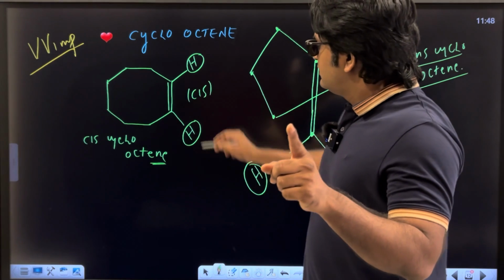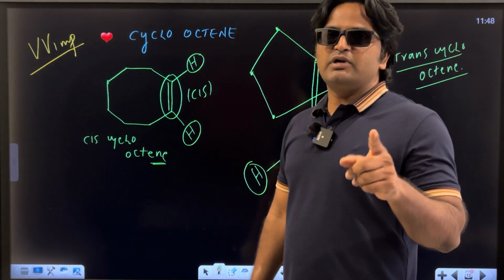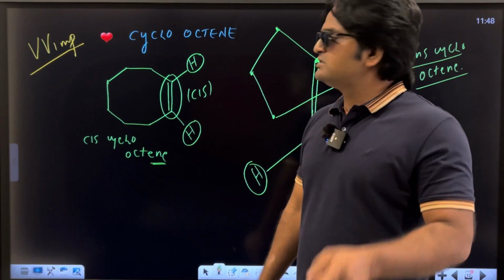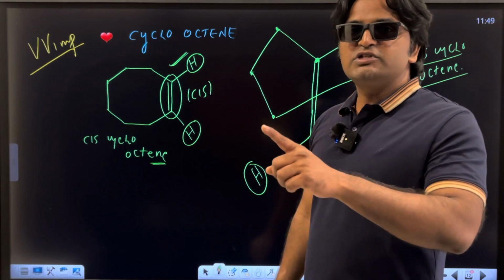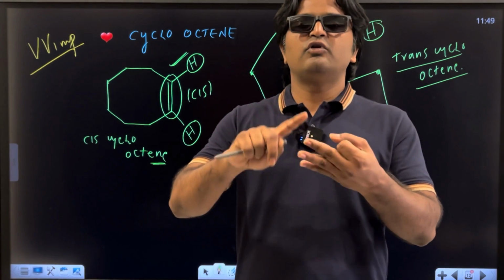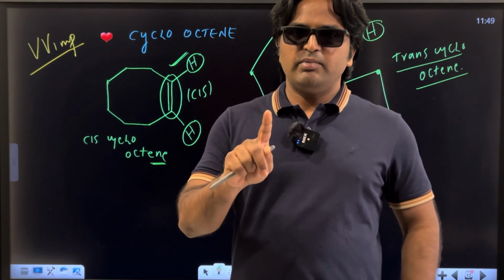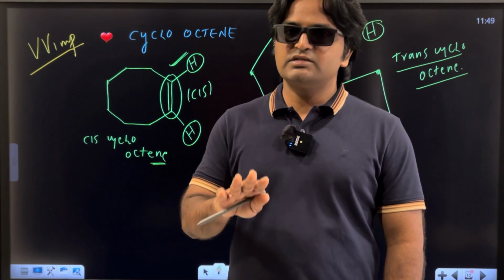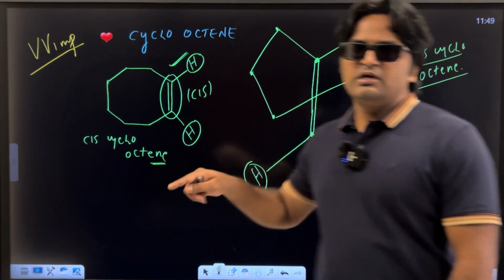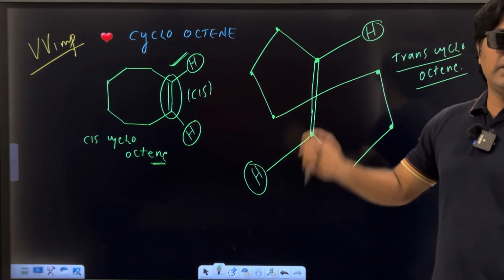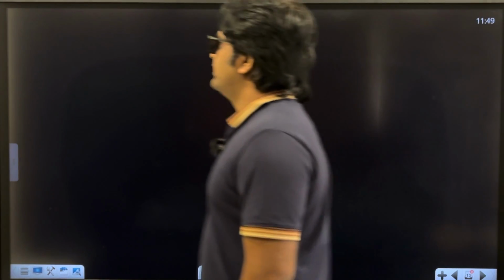So whenever a double bond is given in an 8-member ring system, this double bond can show geometrical isomerism. But up to 7-member ring systems, 3, 4, 5, 6, 7, the double bond never shows geometrical isomerism. But when the same double bond is part of an 8-member ring system, that molecule shows geometrical isomerism. Okay, right. Come to the next point.